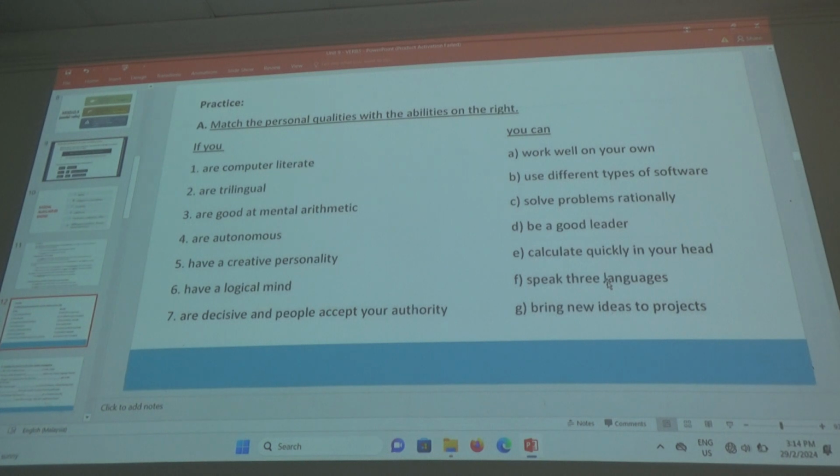Mono. M-O-N-O. Monolingual. Write that down. Monolingual means 1 language, right? So if you can only speak 1 language, you say I am monolingual. M-O-N-O. Is that okay? Mono means one. If you can speak two languages, bilingual. Very good. B-I. Bilingual. If you can speak three languages, trilingual.